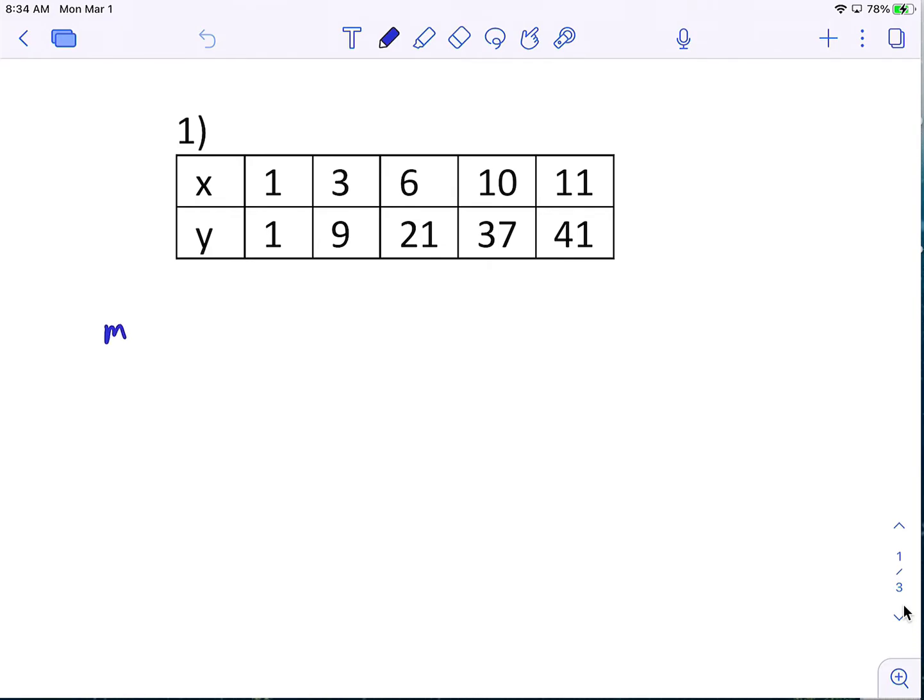So the first thing is slope again, which, remember, this part is not new. So I'm going to do 9 minus 1 over 3 minus 1, which is 8 over 2. 8 over 2 is 4. So again, my slope is 4, so I know my equation is y equals 4x plus b.